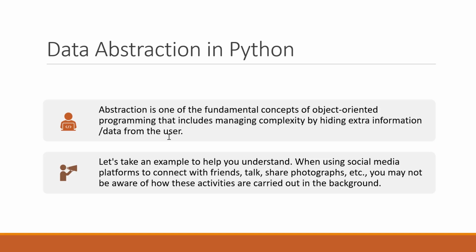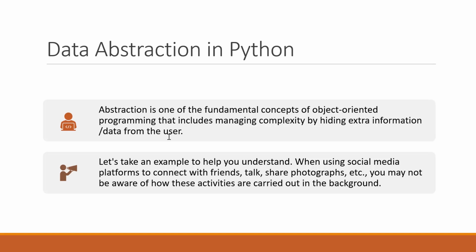Now let's move forward and discuss data abstraction. In Python, abstraction is one of the fundamental concepts of object-oriented programming, including managing complexity by hiding extra information or data from the user. These concepts make it possible for all the users to add even more intricate logic on top of the abstraction already present without having the need to understand or even consider all the hidden background or backend complexity. Let us take an example.